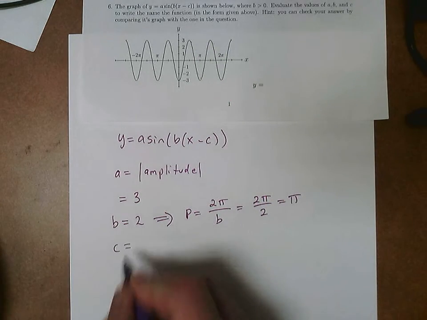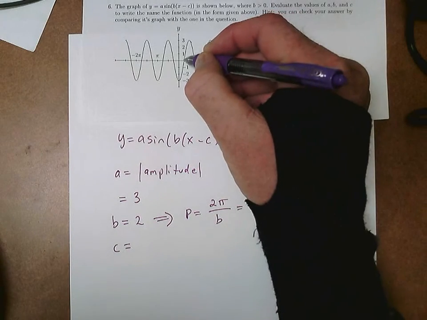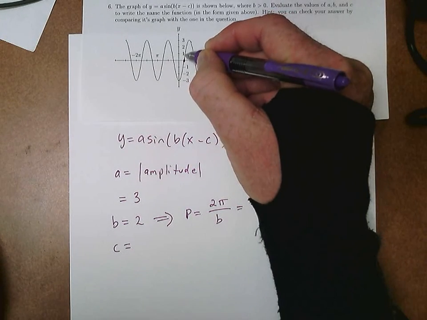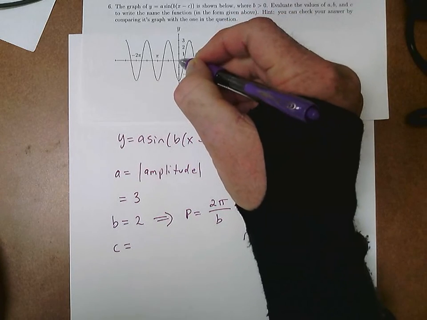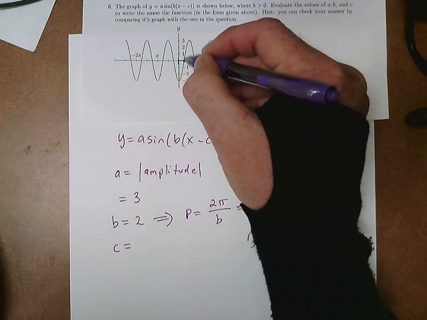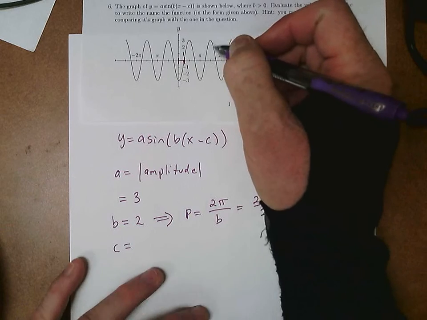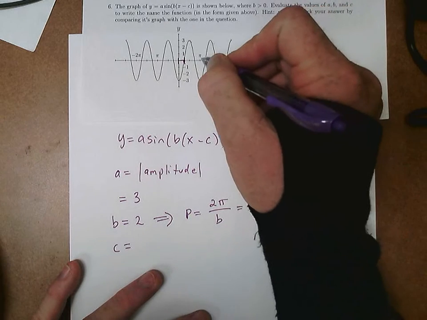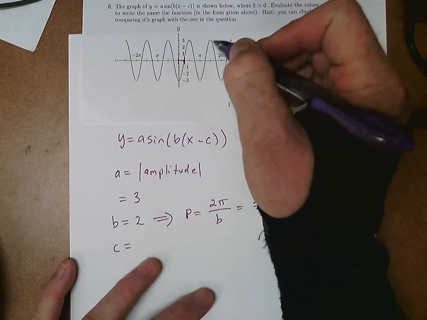The c value, which is a little trickier, is the horizontal shift. So for a sine function, it normally starts here and continues up and down and so on. So we want to know this distance here, that it's been shifted to the right, and that would be a value of, if that's 2 pi and that's pi over 2, so that's pi over 4.